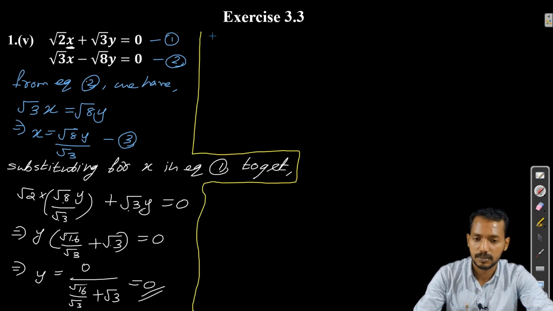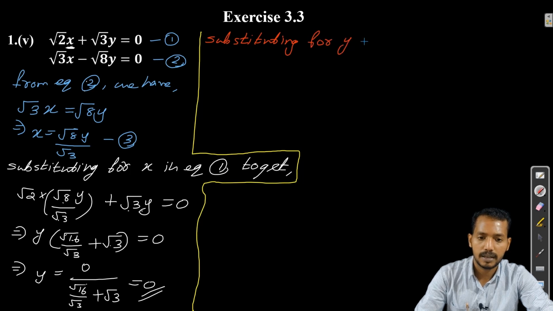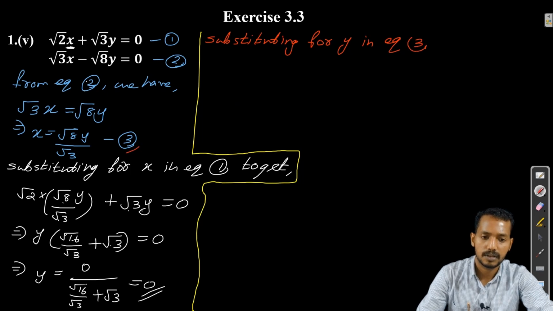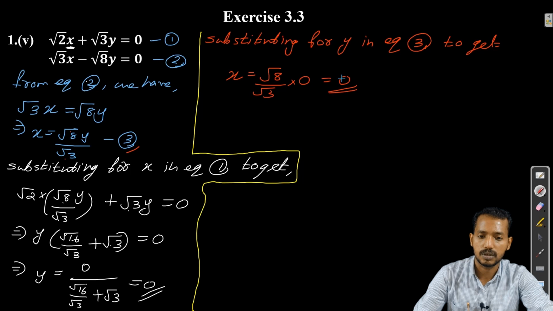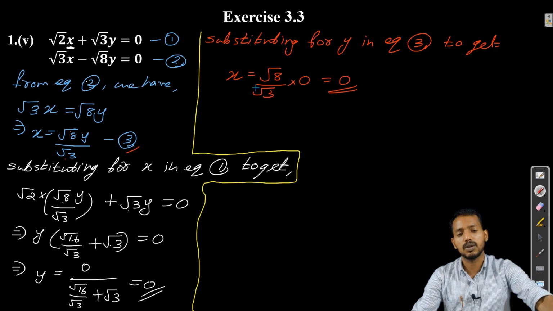Now proceed with step 3, substituting y in equation 3. This is equation 3. To get the value of x: root 8 divided by root 3 into y, y is 0, which is equal to 0. 0 into any number is also 0.